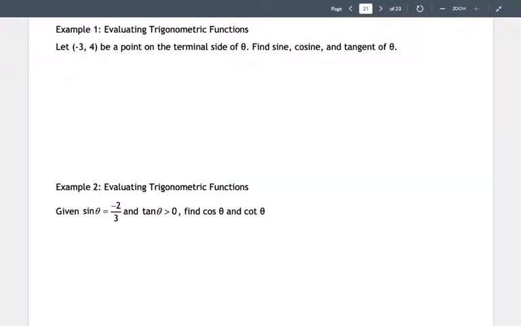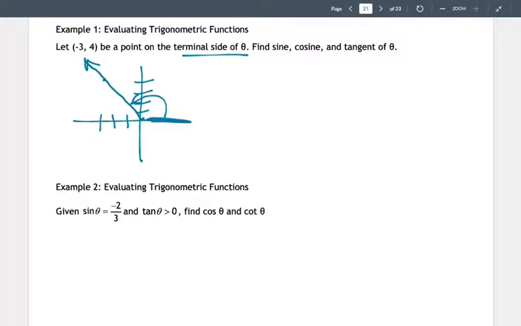Okay, for this first example, we have the point -3, 4. So I'm going to draw -3, 4, which would be about right here. That's a point on the terminal side of theta. So remember, when we draw an angle, this would be our initial side here. This would be our terminal side that goes through that point. So this is the theta they're talking about.